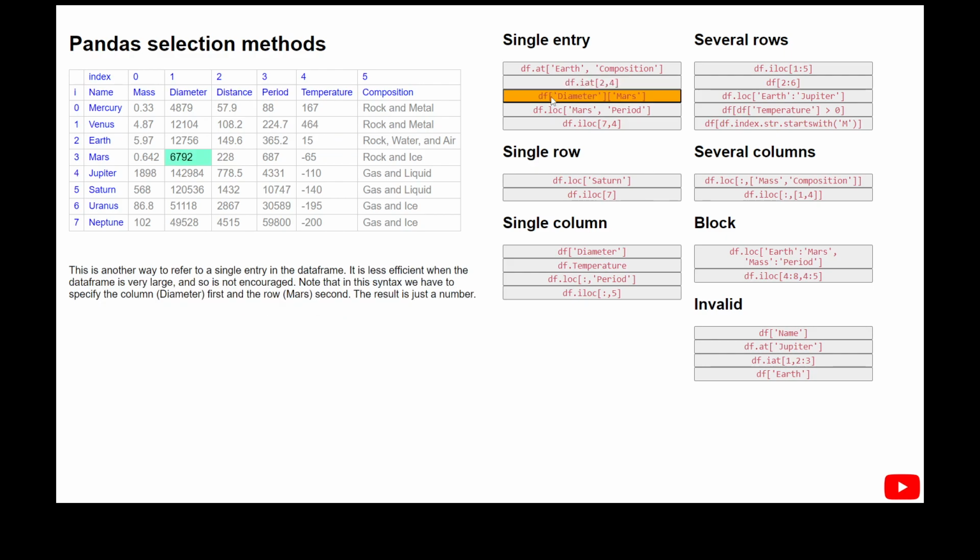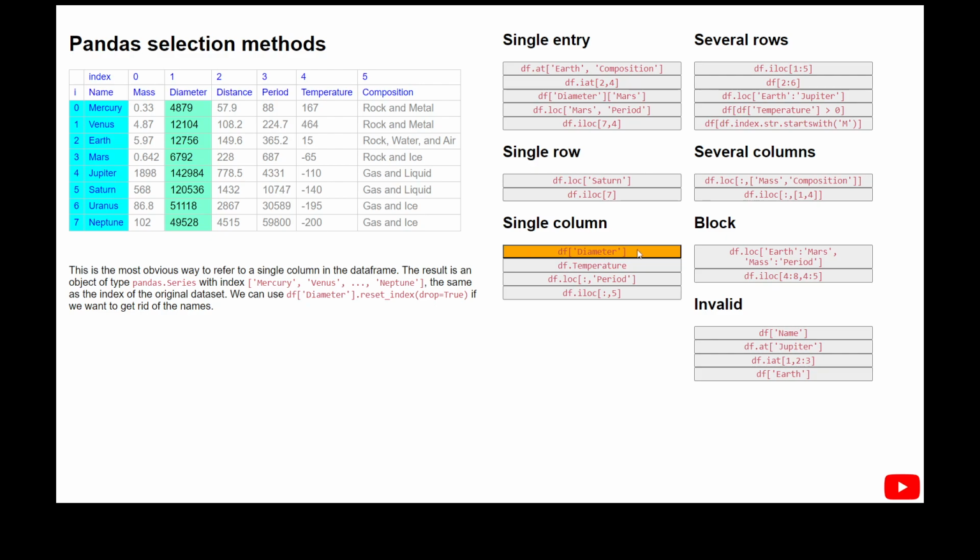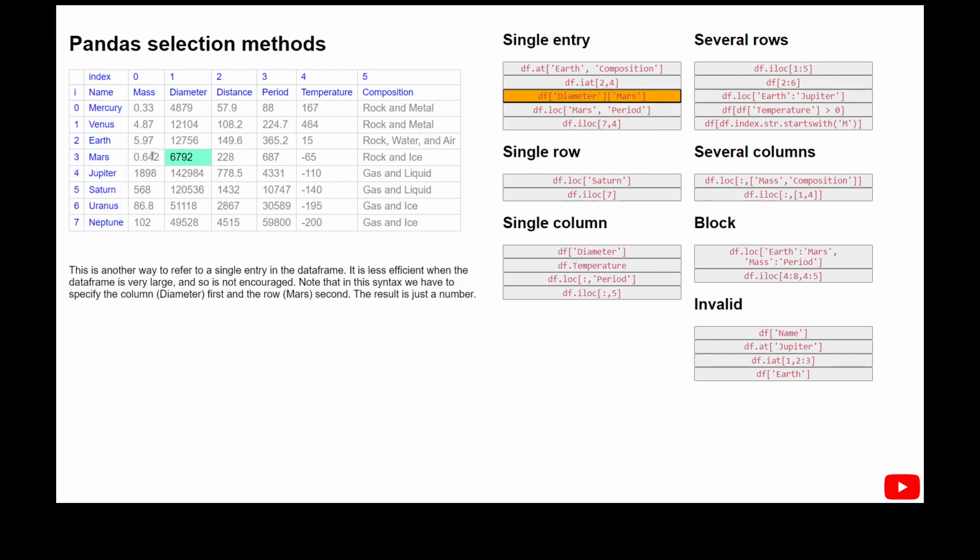You can also do it like this, df square bracket diameter, and then a separate square brackets with Mars in. If we just do df diameter, that just gives us this column, and then you put a separate thing in square brackets to say Mars, to say you want the Mars entry in there. But notice that if we do it this way with two pairs of square brackets, the order is opposite to what it was up here. If we do it with two pairs of square brackets, then we have to give the column first, and then the row.